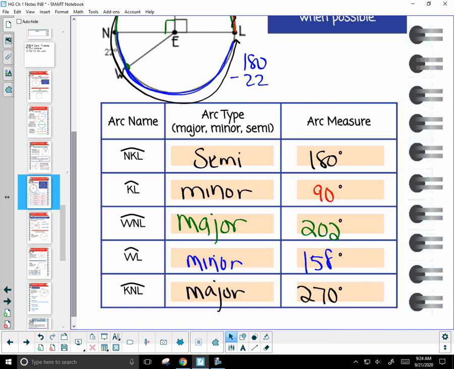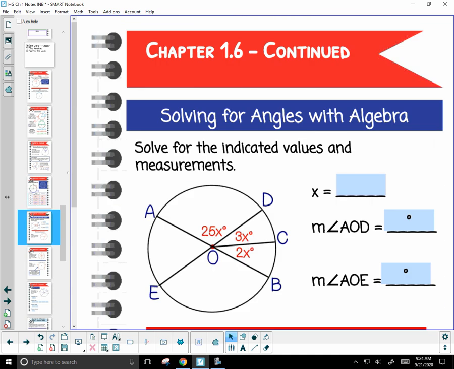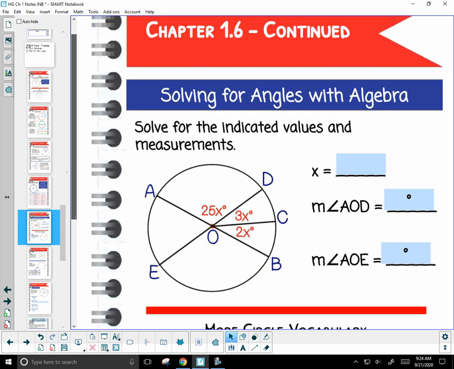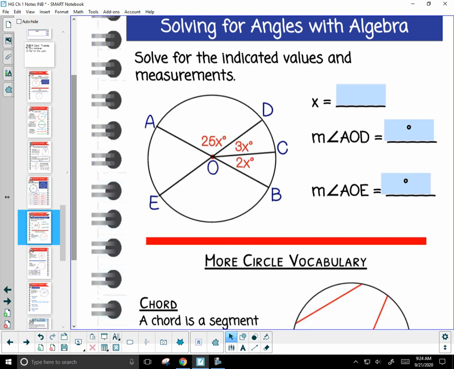All right. So now we know a little bit more about angle measures and arc measures. Let's throw some algebra into this. We want to solve for the indicated values of measures in this figure here. So we have this angle AOB is 25x, DOC is 3x, and COB is 2x. So how can I go about solving for x?